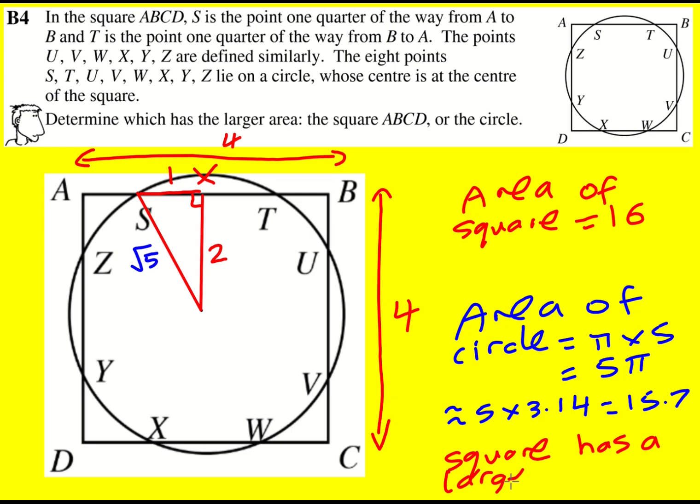Of course, working is required. You can't just say, oh, it looks like the square has a larger area because these look bigger than these. You need to ensure you do a proof along these lines.